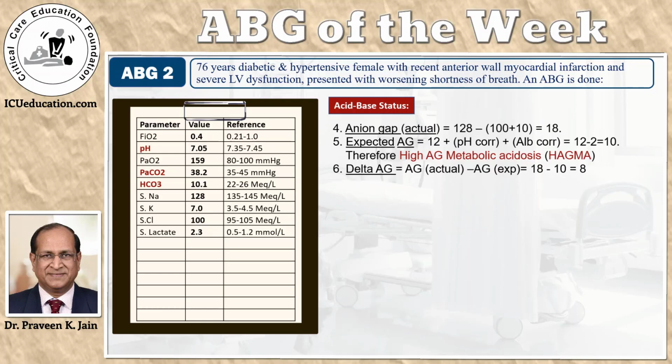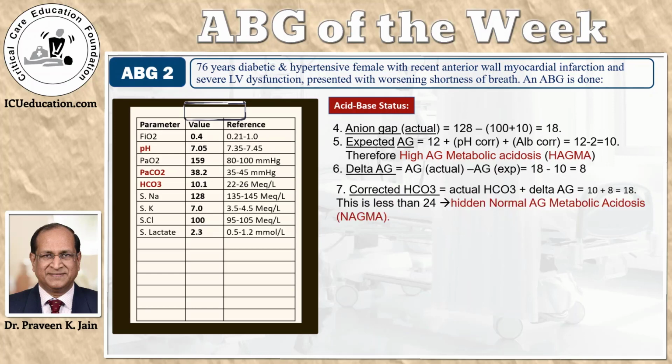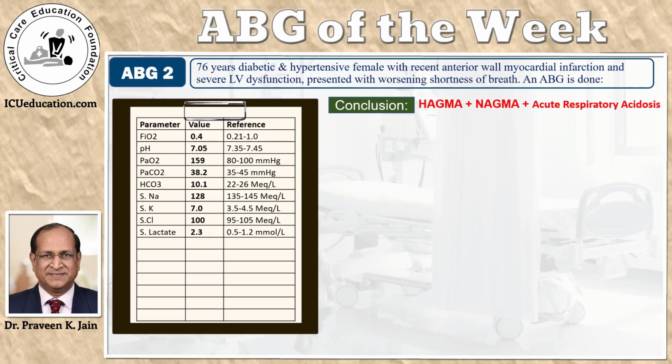In every case of high anion gap metabolic acidosis, you must look for hidden disorders, and to do that, you calculate the delta anion gap, which in this case is 8. We take this 8 and add it to the actual bicarbonate to get the corrected bicarbonate. The corrected bicarbonate in this case comes to only 18. It doesn't reach 24, which means that there is a hidden normal anion gap metabolic acidosis also in this patient. To conclude, this patient has hyperoxemia, and we could definitely try to reduce the FiO2.